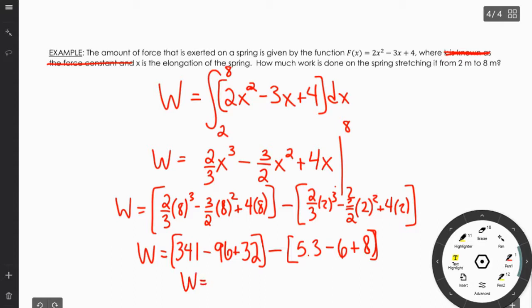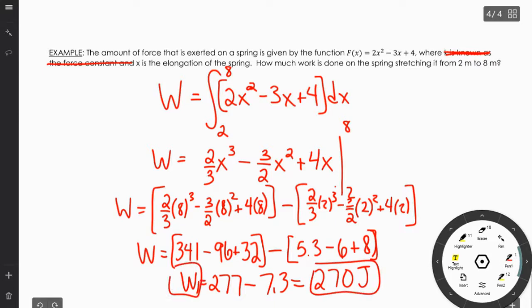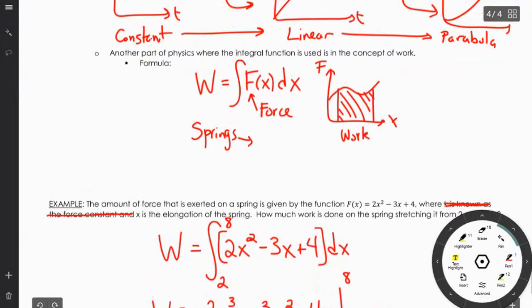So work is going to be 277 minus 5.3 minus 6 plus 8, which is 7.3. And so we do 277 minus 7.3, and we get approximately 270 joules of work in doing that. Okay. In fact, you will see this formula from before in the integral section of calculus. You see this formula pop up because it's just another area that's not related to motion that uses integrals.